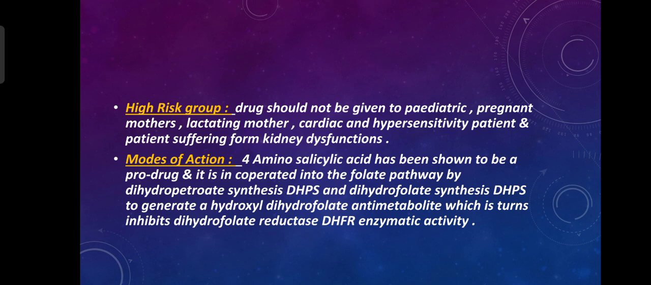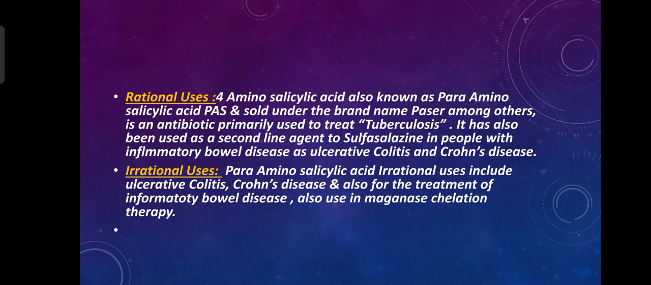Next, we have the mode of action. 4-amino salicylic acid has been shown to be a prodrug and it is incorporated into the folate pathway by dihydropteroate synthase and dihydrofolate synthase to generate... Why these two? Because it helps to generate a hydroxy dihydrofolate antimetabolite which in turn inhibits dihydrofolate reductase enzymatic activity. Are you getting it?